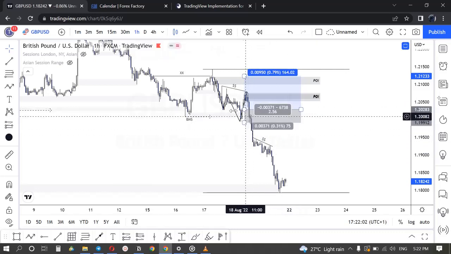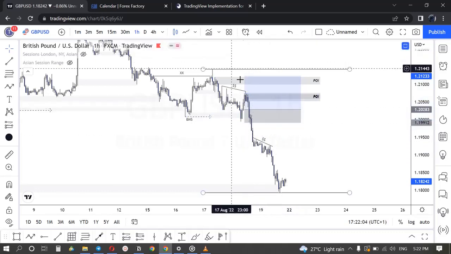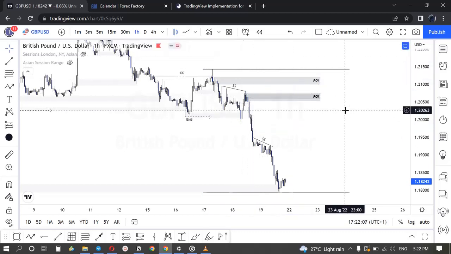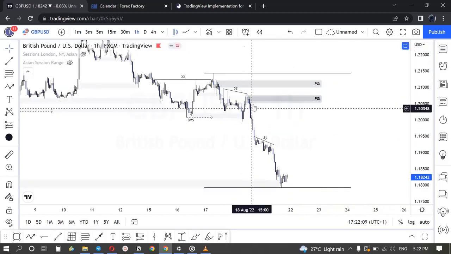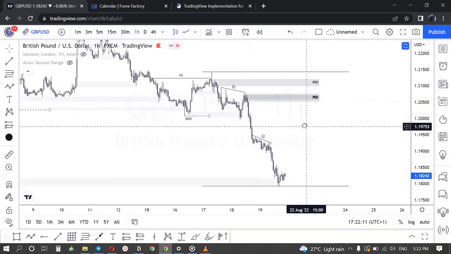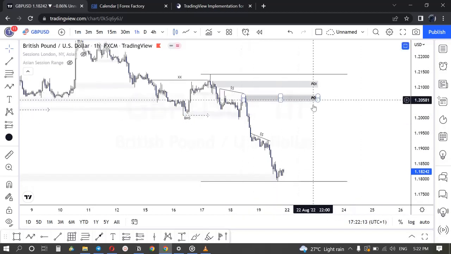What happened? We can see how they hunted that demand zone, took out everybody that was selling there, buying there, I mean. So this was the last candle that swept this demand zone. So I'm looking at this area, right?